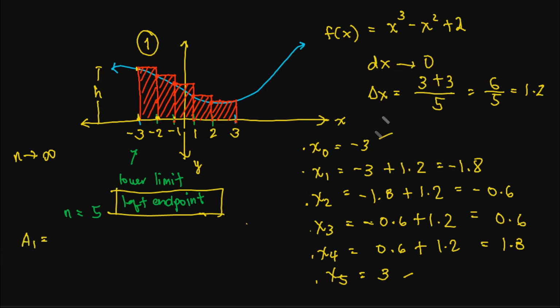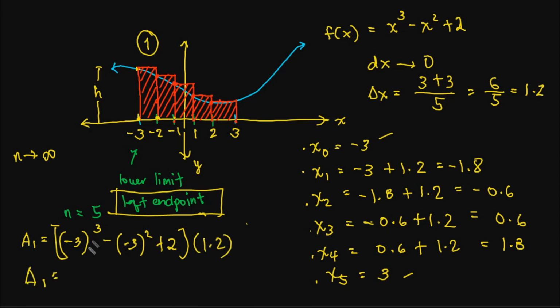And then, for A sub 1, so nakita natin kung anong gagawin. Isasubstitute natin itong mga values na to dito sa equation natin. So, we have A sub 1 would be negative 3 cubed minus negative 3 squared plus 2. And then, you multiply this with the width, which is 1.2. So, ito yung pinaka-A sub 1 natin. Okay? So, this is, I think, negative 27 minus positive 9, okay, plus 2, and then times 1.2. Okay? So, with this, ang ating sagot is negative 40.8.